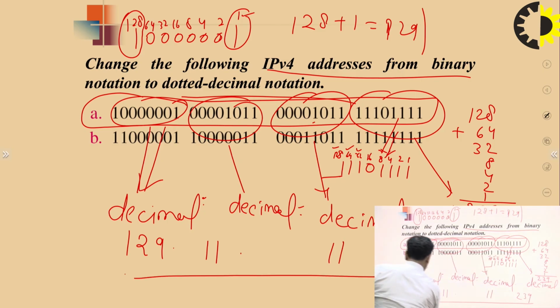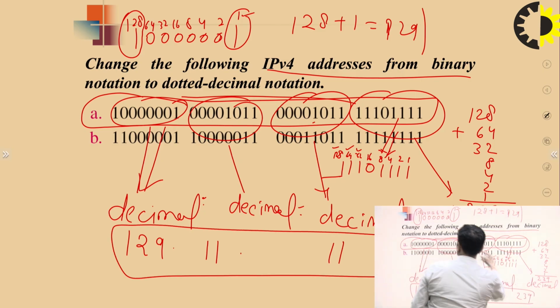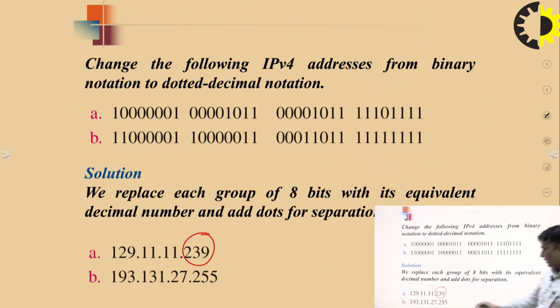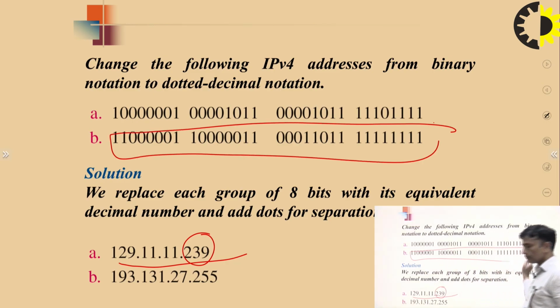So what is the dotted decimal notation of the first IP address that was given in binary? 129.11.11.239. Here is the answer. Similarly, you can solve the second one also. Do it by yourself.